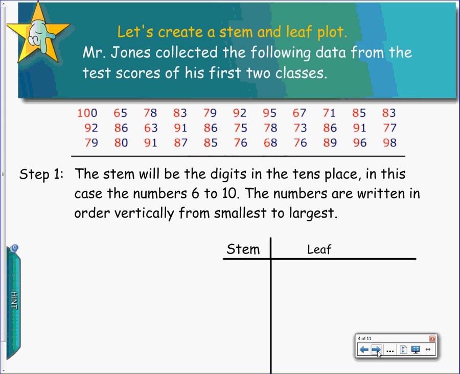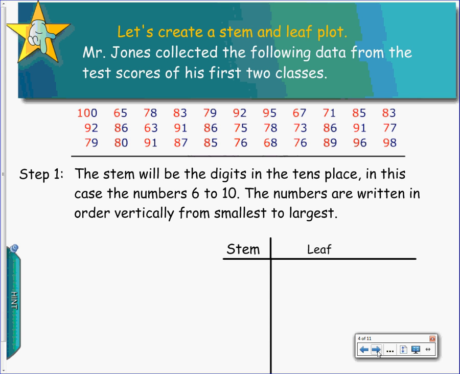The numbers are written in order vertically from smallest to largest. So we kind of talked about how to find the stems. We always find the smallest number in the tens place. In this case, that would be the 6, and the biggest number in the tens place. In this case, that would be the 10.